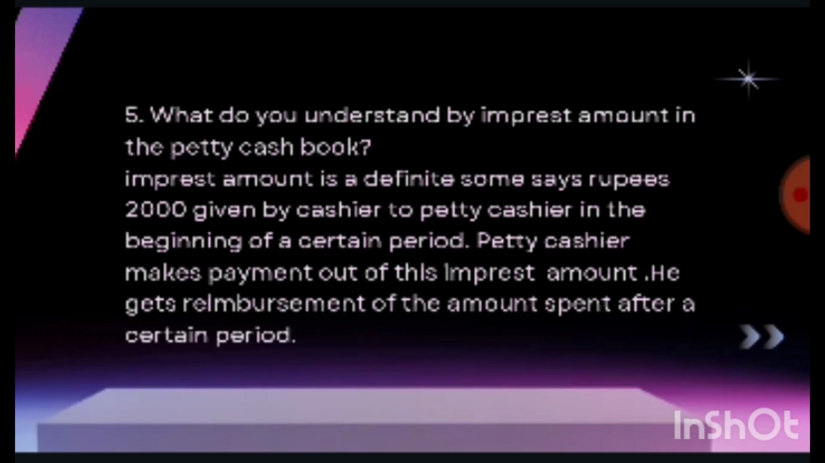What do you understand by imprest amount in the petty cash book? Imprest amount is a certain amount that is collected by the petty cashier from the chief cashier to make petty payments. Imprest amount, that is a definite sum, say 2000 rupees, is given by the chief cashier to the petty cashier in the beginning of a certain period. Petty cashier makes payment out of this imprest amount and this amount will be reimbursed by the chief cashier to the petty cashier.